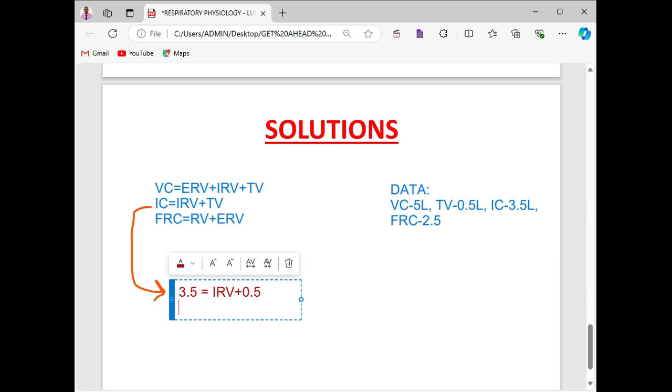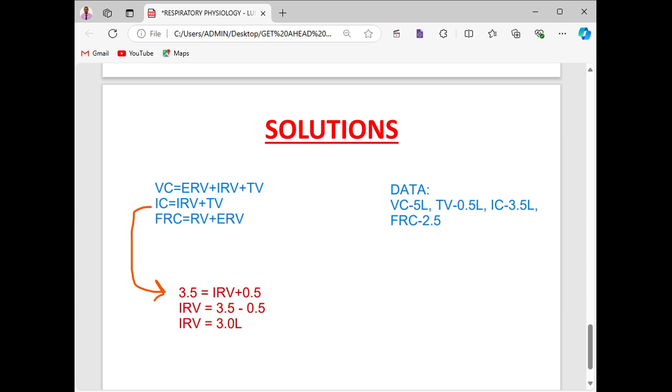When we continue with that, according to basic mathematics, we have IRV equals 3.5 minus 0.5. The 0.5 moves to the other side, and the sign changes from positive to negative, which gives you IRV being 3.0 liters. So we found IRV, which is 3.0.